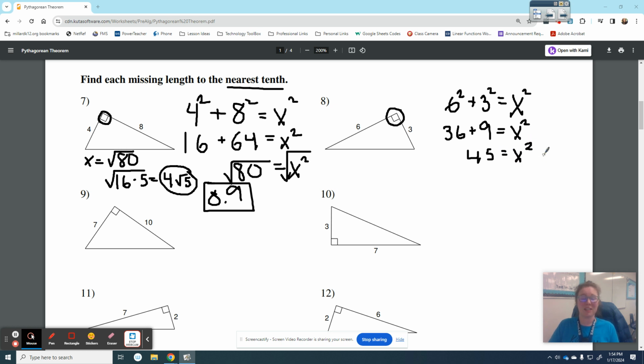Well, we have to get rid of that squared symbol to get the x by itself. So we're going to take the square root on both sides. Now, again, if I wanted the exact answer, that would be the square root of 45. Simplify it if you can. But it's not asking for the radical or the exact answer. It wants a decimal. So I'm just going to type in the calculator square root of 45, and that gives me the decimal 6.7. So my answer is 6.7.